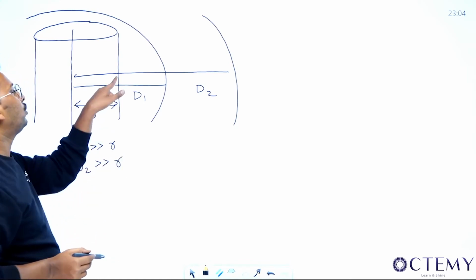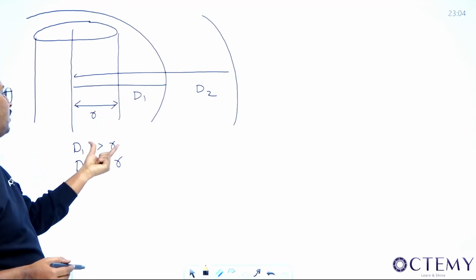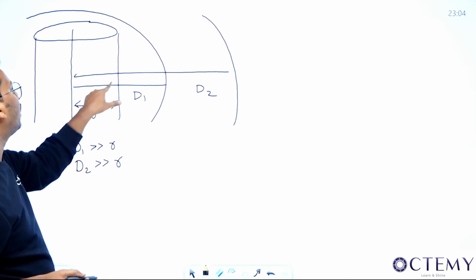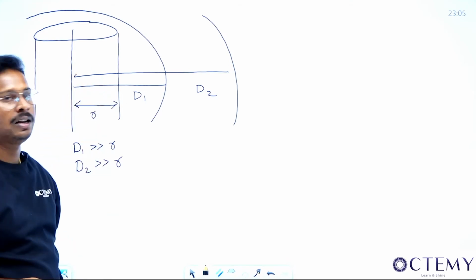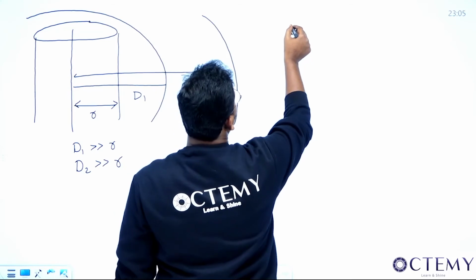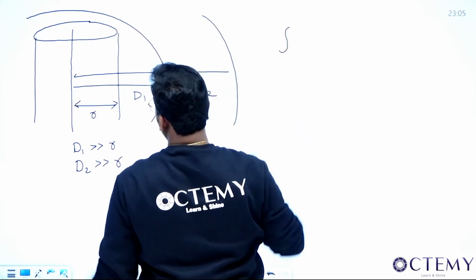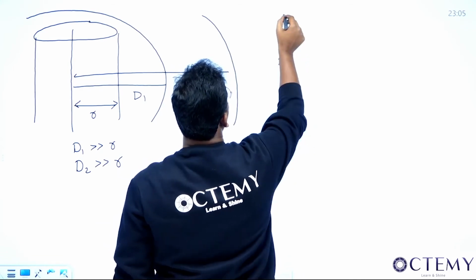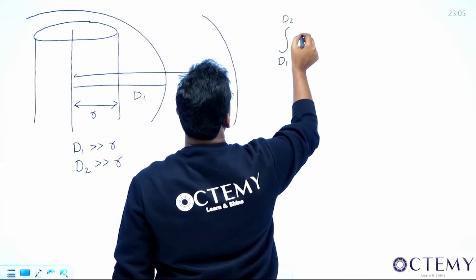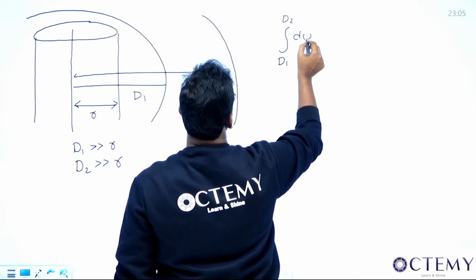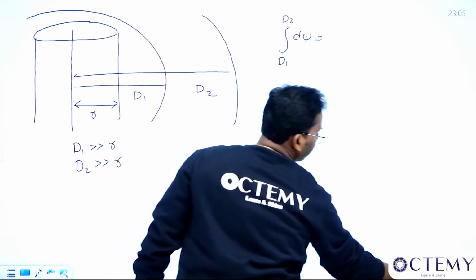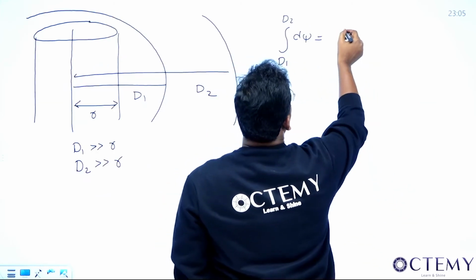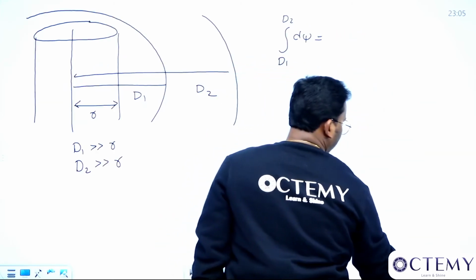Because we'll have to take it from here. If you take it from inside, what will happen? The internal will also come. So since these are very far, you could take it from here or here, it will not matter. So to find the flux linkage outside, I'll have to integrate d psi between d1 and d2. I'm using d psi only.